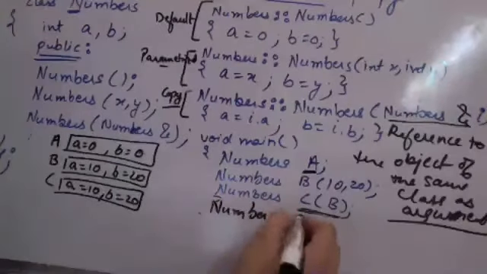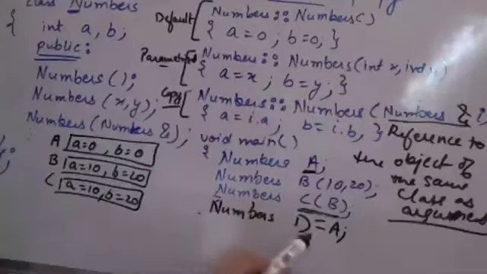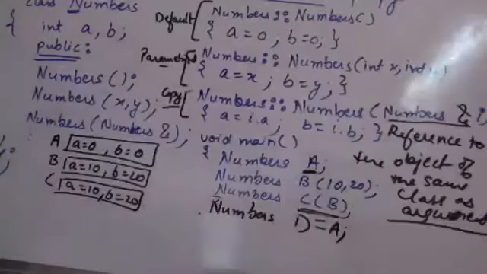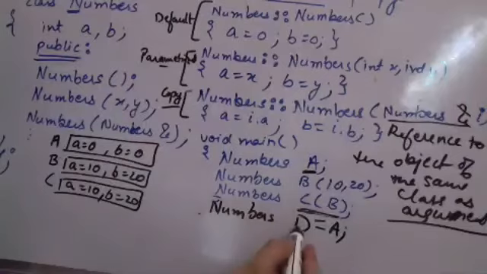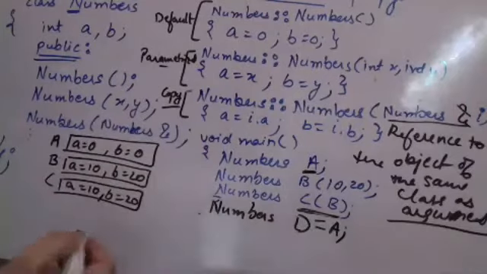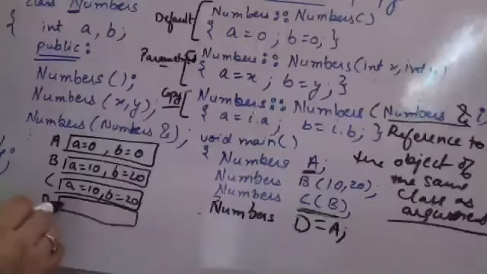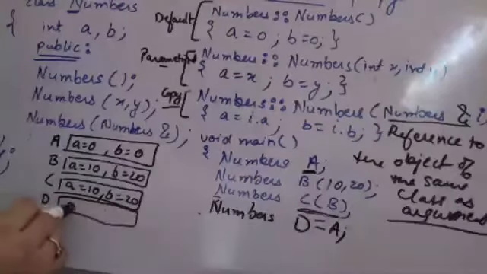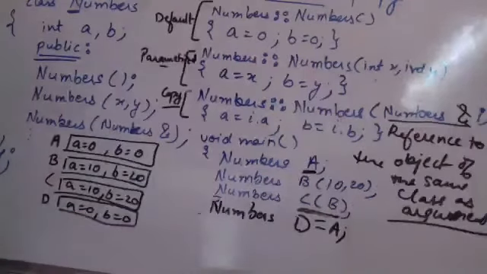Say I'm creating an object of the class, numbers D is equal to A. When I'm saying D is equal to A, then also the copy constructor will be called, because it is at the time when I'm declaring D. This time also the copy constructor is being called and D is created. Since A was having it to be 0 only, D is also having it to be 0. But D is created as a separate object.